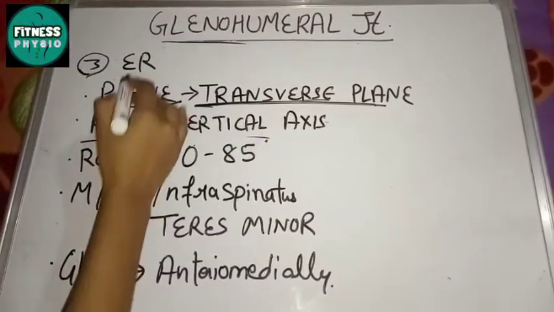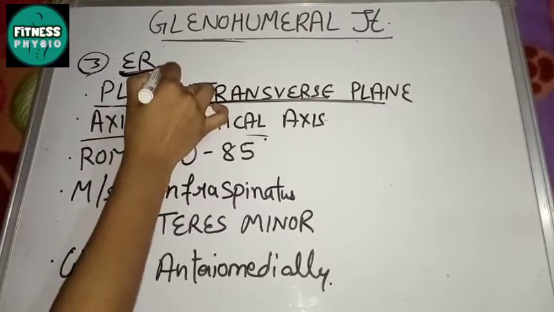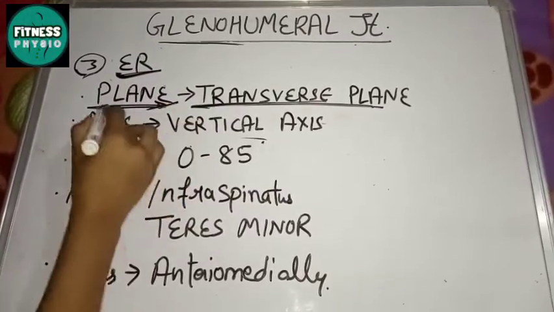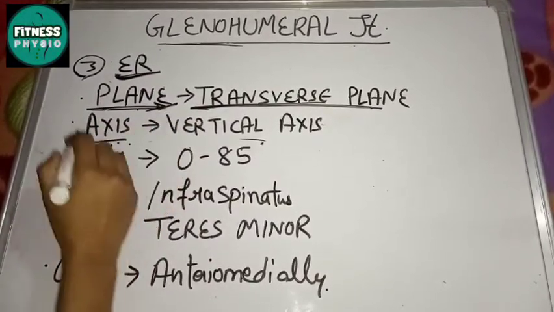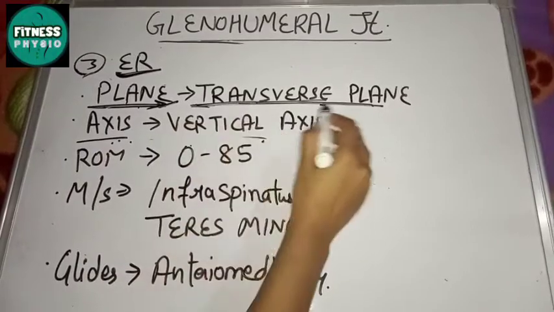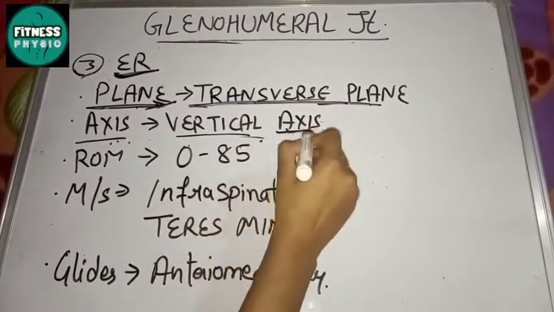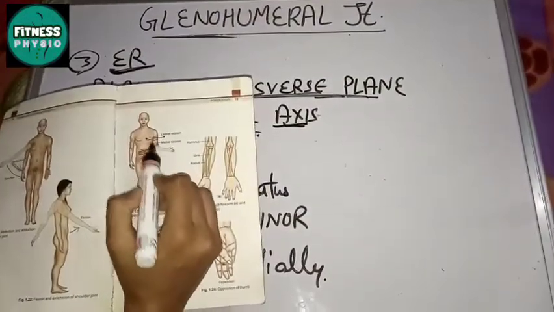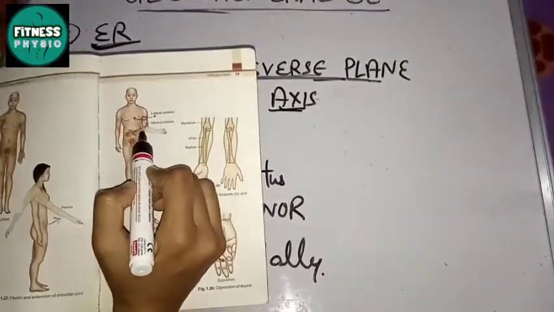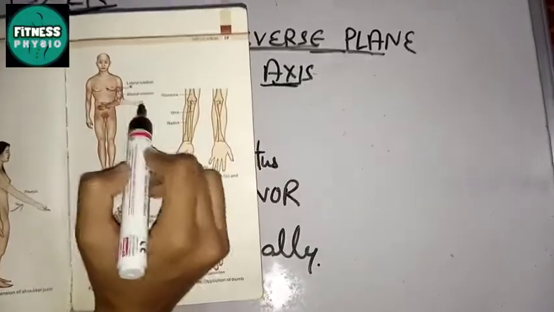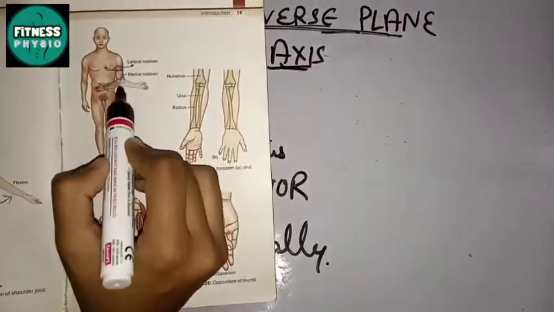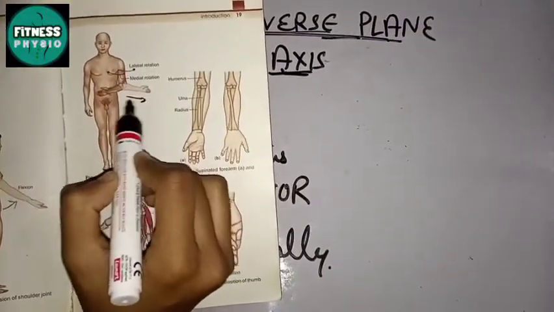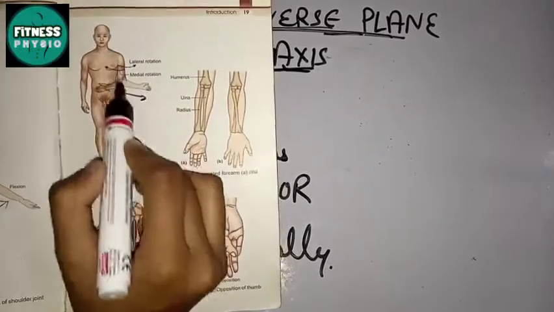Our next movement is your external rotation. The plane and axis are the same as internal rotation. The plane is the transverse plane and the axis is the vertical axis. So this is the external rotation. You are taking your arm this side. This is your external rotation.